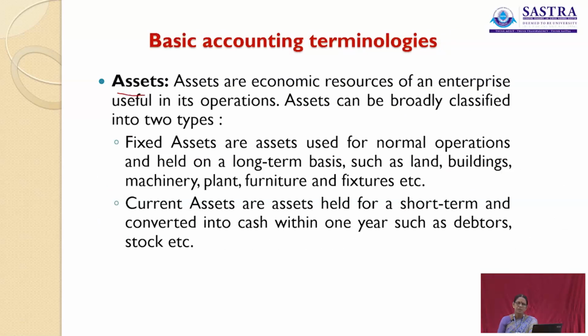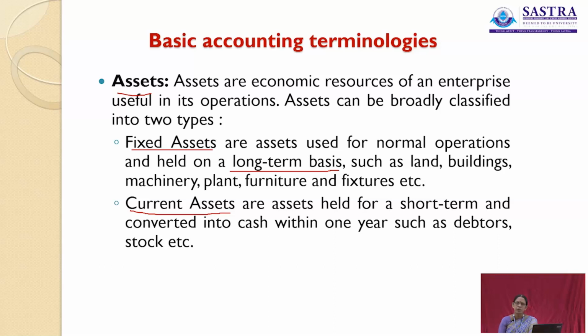Next is assets. Assets are the economic resources of an enterprise useful in its operations. Assets are broadly classified into two categories: fixed assets and current assets. Fixed assets are those assets which are purchased on a long-term basis. Here we have to note a point: fixed assets involve huge investment for the long term and increase the capacity to produce, the capacity of earning. Whatever is purchased for the long term, for example land and building, plant and machinery, furniture and fixtures, will increase your capacity of earning. That is called fixed assets.